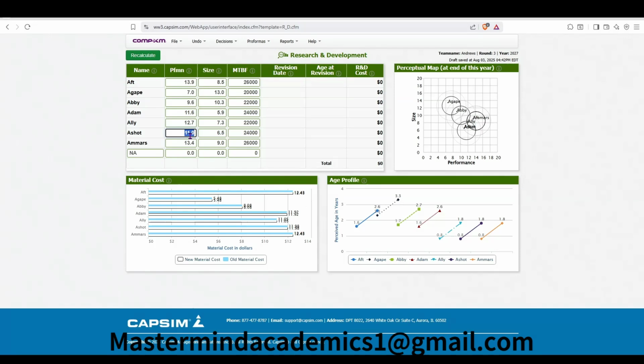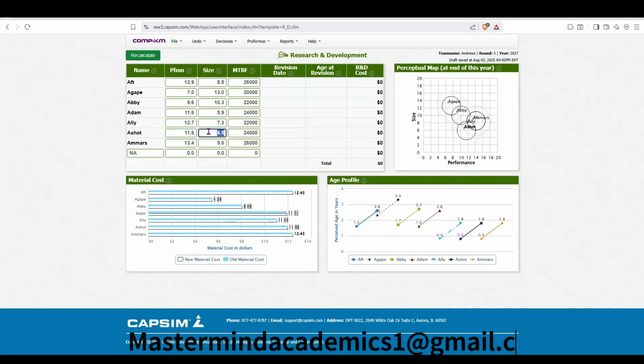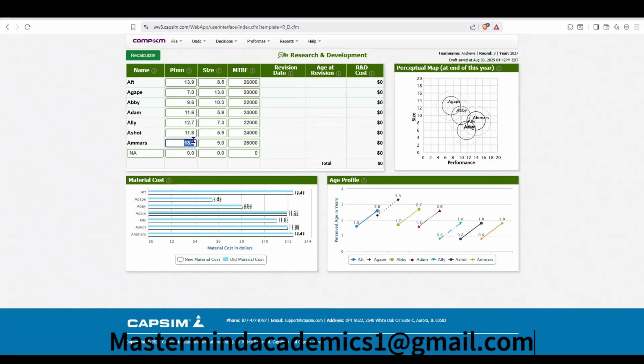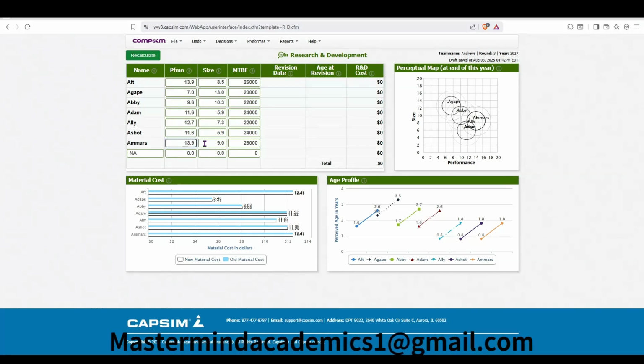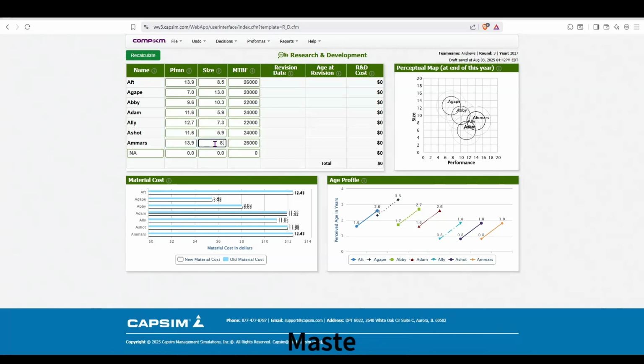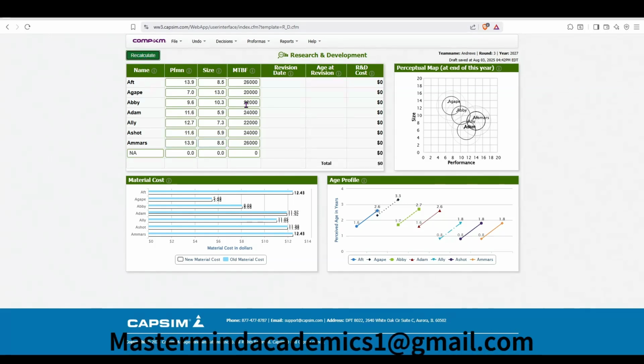Next, Ashot, which is now in our nano segment, I decided to give it 11.6 and 5.9. For Amas, which is now in our light segment, the new product that we have added, I decided to give it 13.9 and 8.5. So we can recalculate and get our revision rates.